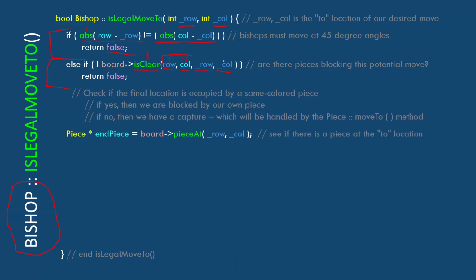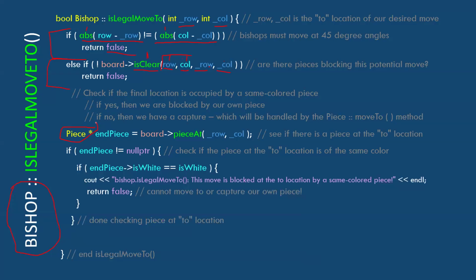Otherwise, let's make sure the piece at the to location is, if there is a piece there, there may not be a piece, but if there is a piece, let's make sure it's not one of our own color. So if the end piece is not null, notice it's a pointer that we get back from the piece at, then go ahead and check to see if it's the same color. Is that pointer the same color as me? This is my color, okay? And if it's not, quit, right?